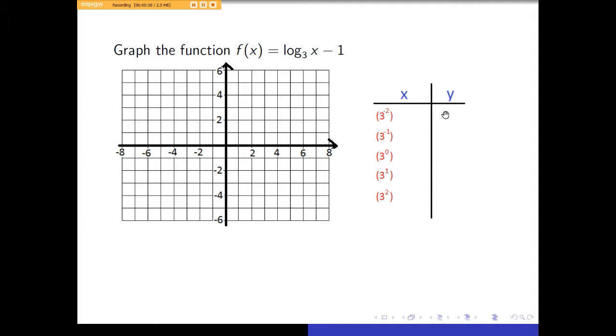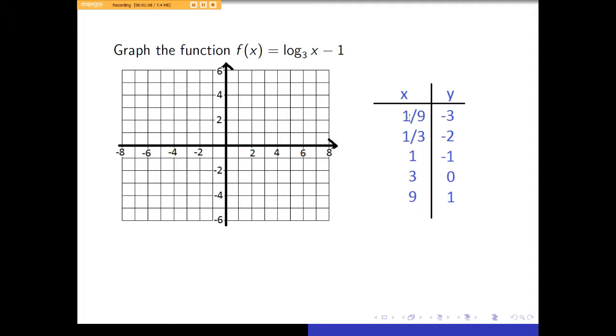So we start out, what I do for logarithms is I take a look at the base. In this example, since we have a base 3, what I do for x is I put the number 3 to the negative 2, and 3 to the negative 1, 3 to the 0, 3 to the first, and then 3 squared. And 3 to the negative 2 we know is 1/9, and 3 to the negative 1 is 1/3, 3 to the 0 is 1, 3 to the first is 3, and then 3 squared is 9. So that is what goes in the column for x, and then we can simply evaluate.